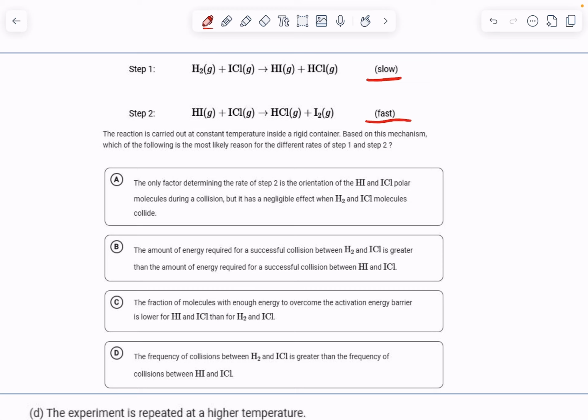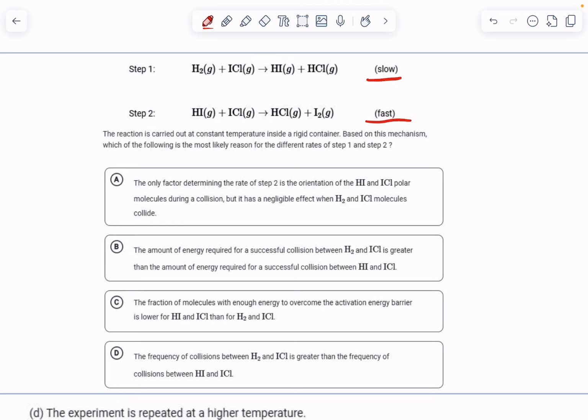In the slow step, that means it's going to be taking longer for the reaction to happen. The rate is a lot slower, whereas step 2, if it's going fast, the rate's going to be going a lot faster. So we're trying to figure out why step 2 is going faster than step 1, and there's got to be one of these reasons to explain that.